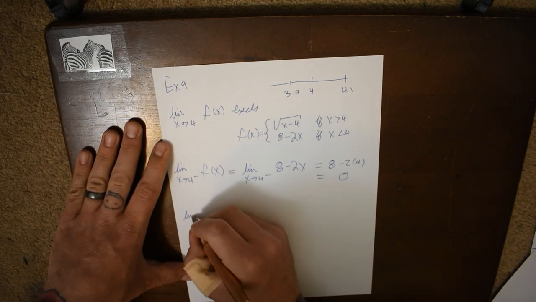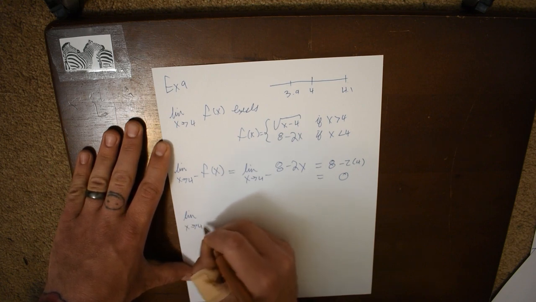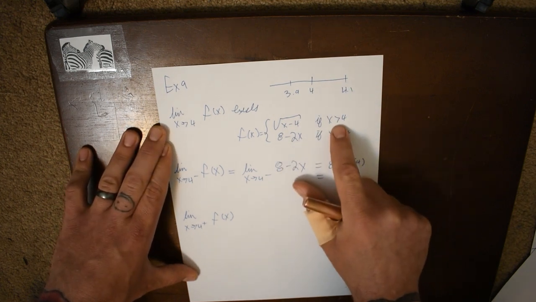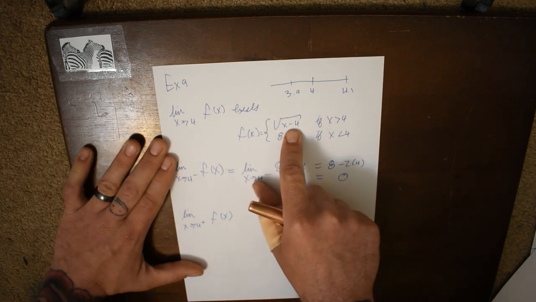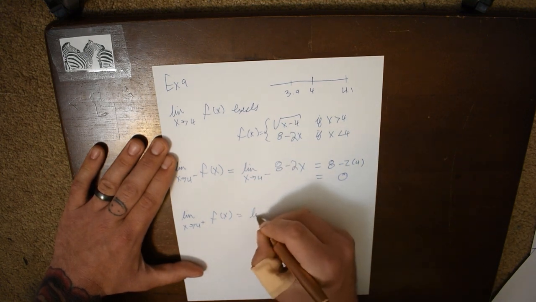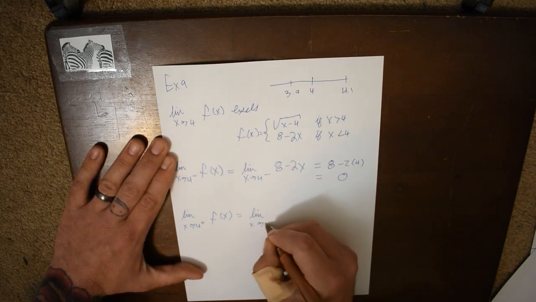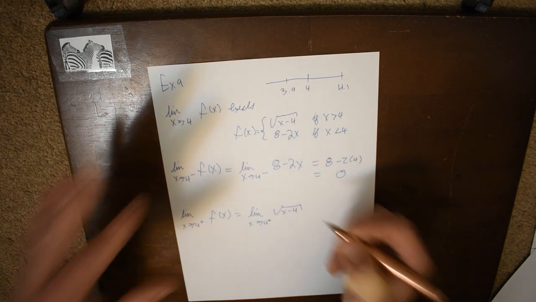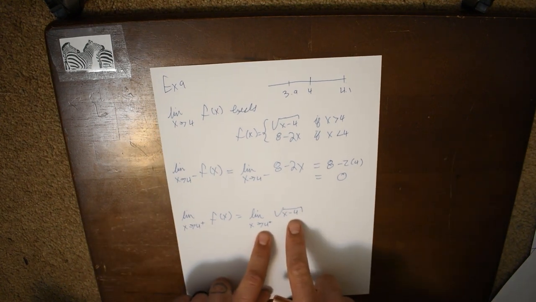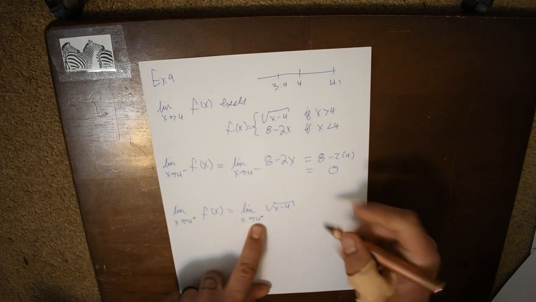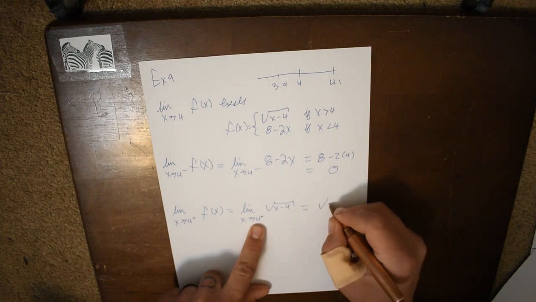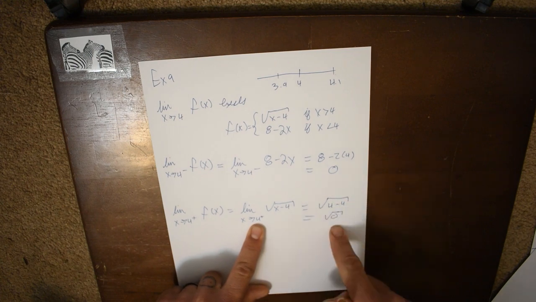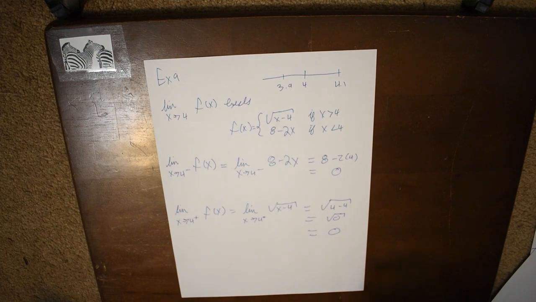Let's go the other direction. Let's take the limit as x approaches 4 from the right of f of x. From the right, all these numbers are bigger than 4, so we're going to use this part of the piecewise defined function, which is the limit as x approaches 4 from the right of the square root of x minus 4. Sweet. Once again, this thing is defined when x is equal to 4. You can take the square root of 4 minus 4, or the square root of 0, which is equal to 0.